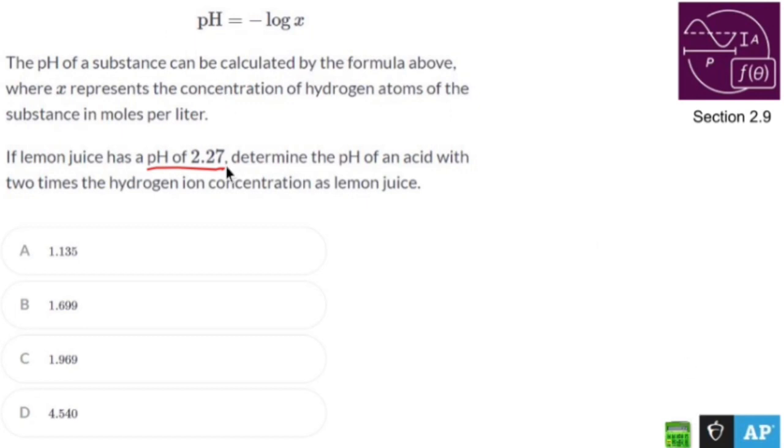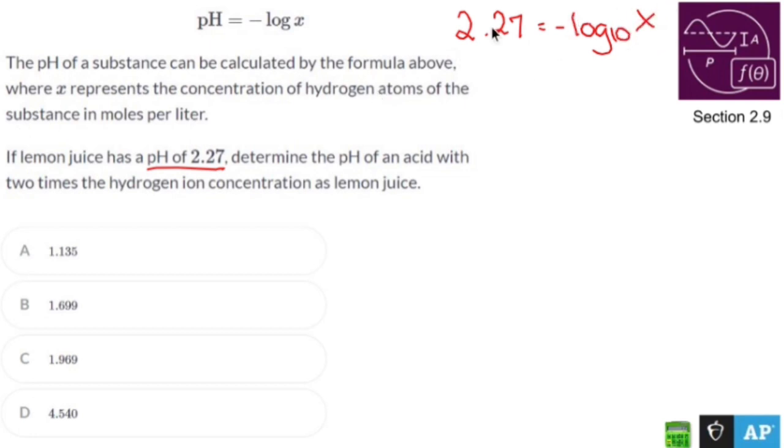So let me do two things. My pH is 2.27, so let me rewrite this equation. Instead of pH, I'm going to write 2.27. That's going to equal negative log. Now, since there's no base, I'm going to write out the fact that we have an invisible base 10, and then of x.